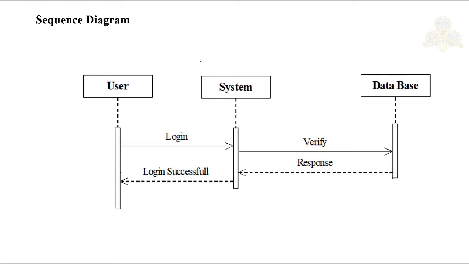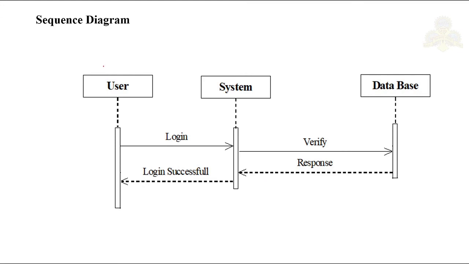lifelines. Different processes or objects that live simultaneously are represented by these lines, and then we have these arrows. These arrows are the messages exchanged between the objects, and whatever response you get, you depict in a dashed line. If you have a straight line without any dashes, it is a message exchanged between the objects, and if you have a dashed line coming backwards, then we say that is the response.